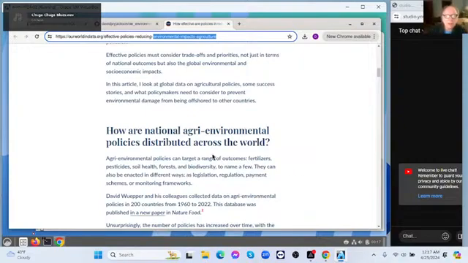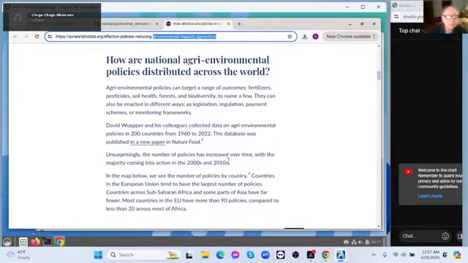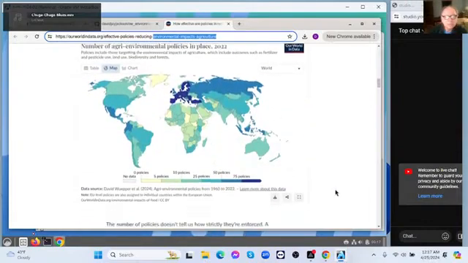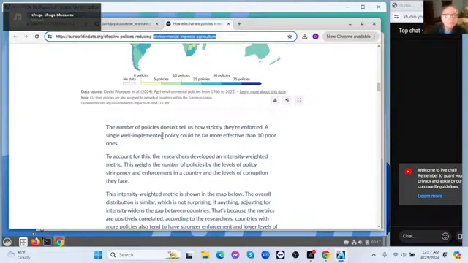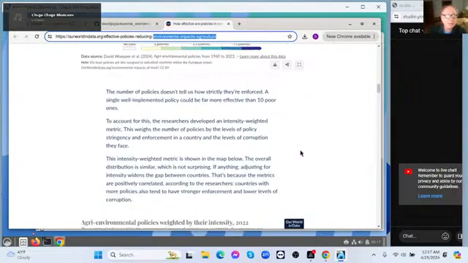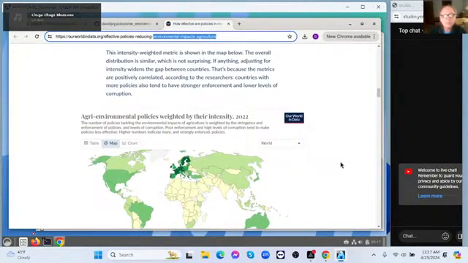Agricultural policies can target a range of outcomes. This doesn't tell us exactly how strictly they're enforced. A small, well-implemented policy can be far more effective than 10 poor ones. To account for this, the researchers developed an intensity-weighted metric. This weighs the number of policies by the level of policy stringency. This intensity-weighted metric is shown on the map below.